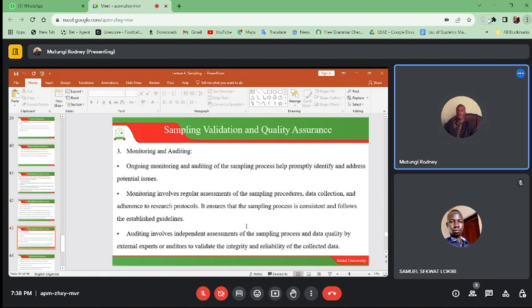Okay. Then monitoring and auditing is also quality assurance, but in this case, you monitor how things are being done, and auditing involves independent assessment of the sampling process. So it is more of what I was saying earlier on.